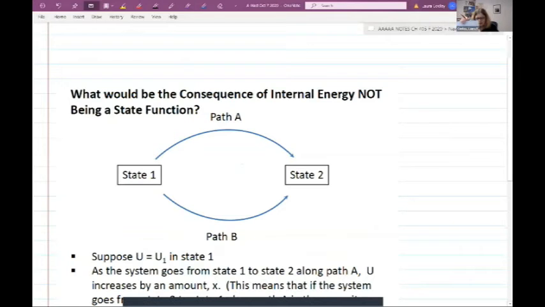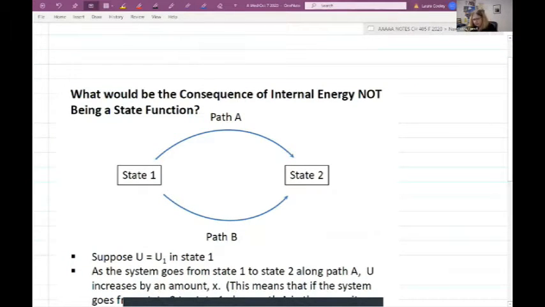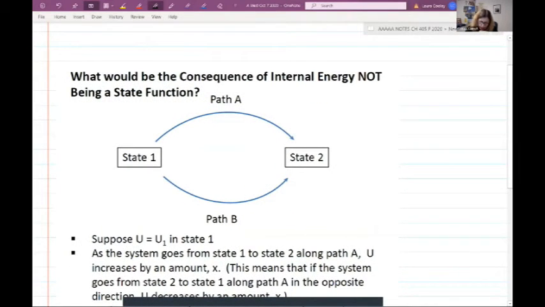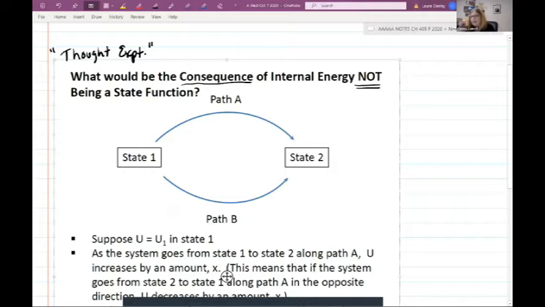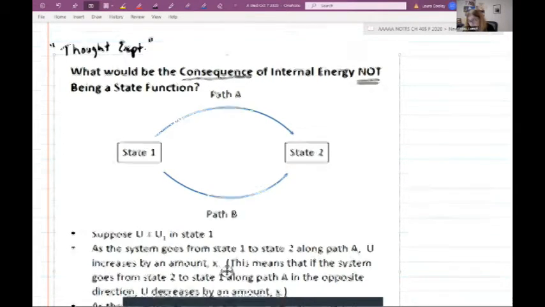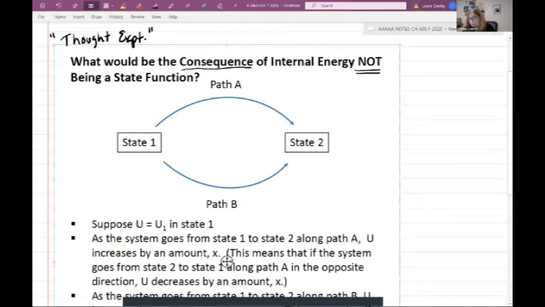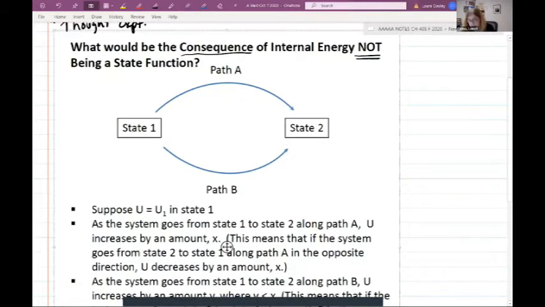So last time I made an argument that the internal energy is a state function. What I wanted to do is this really simple, almost like a thought experiment. What would be the consequence of internal energy not being a state function? Considering this makes you realize how absurd it is to think that it might not be a state function. In other words, to think it might depend on a path.